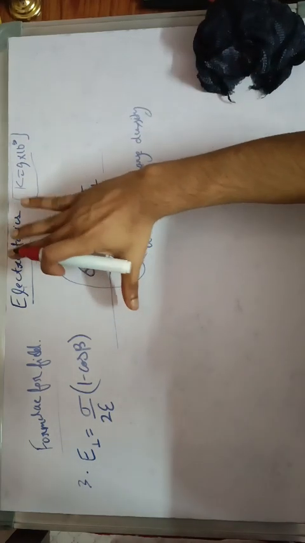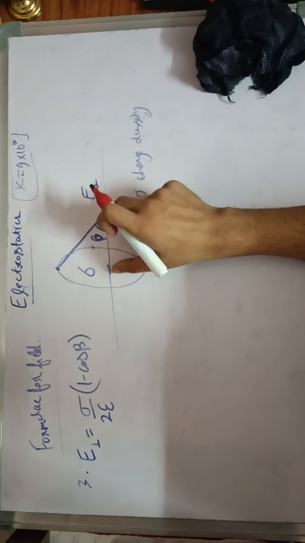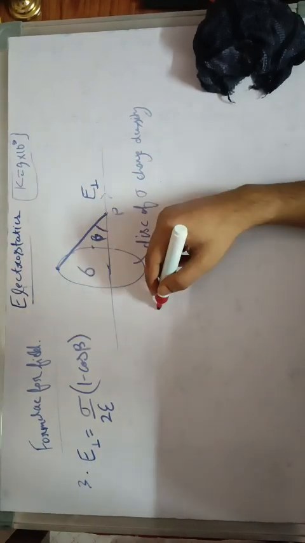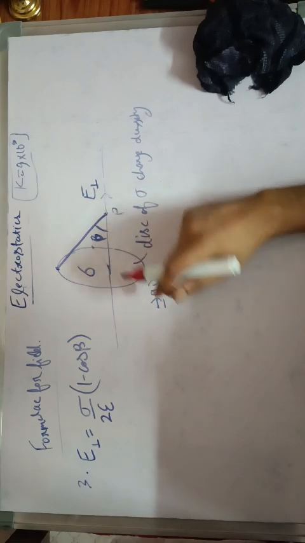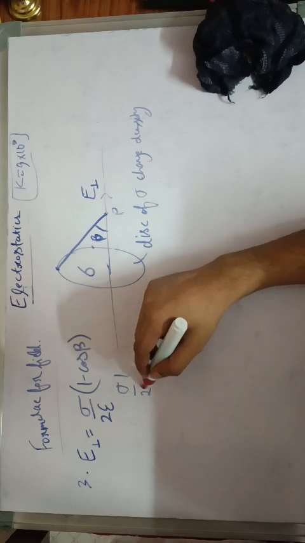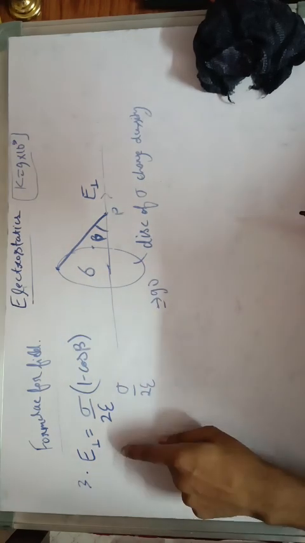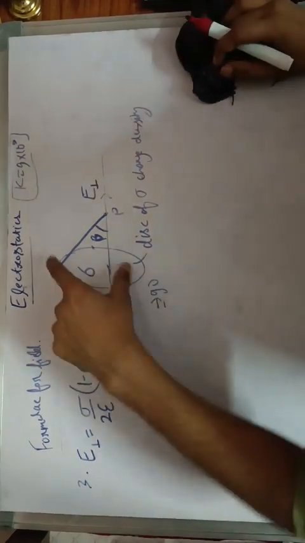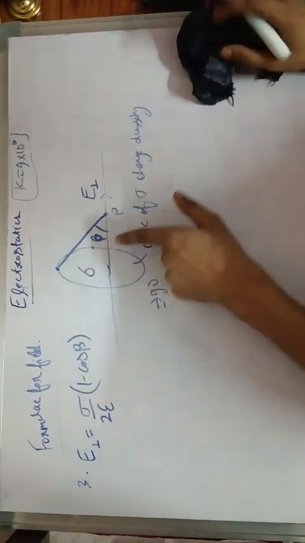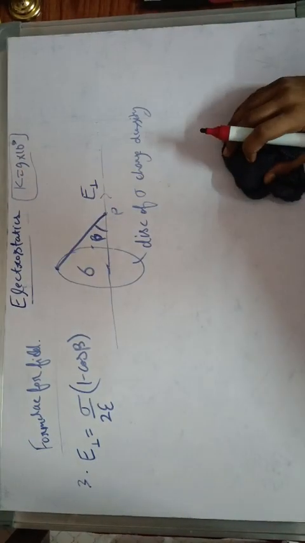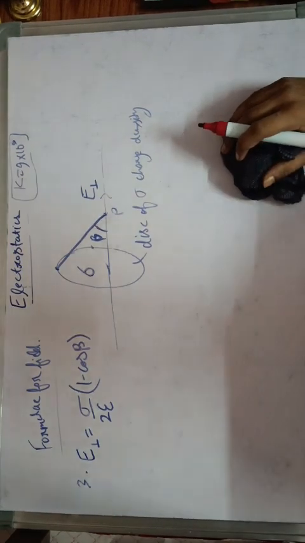And when this disk becomes very large, or this point becomes very close to it, the beta angle tends to become 90 degrees, and as it becomes 90 degrees, this will become sigma upon 2 epsilon only. So the perpendicular field would become sigma upon 2 epsilon when the disk either becomes very large or the point becomes very close. The beta angle becomes approximately 90 degrees. So this was the field due to this.